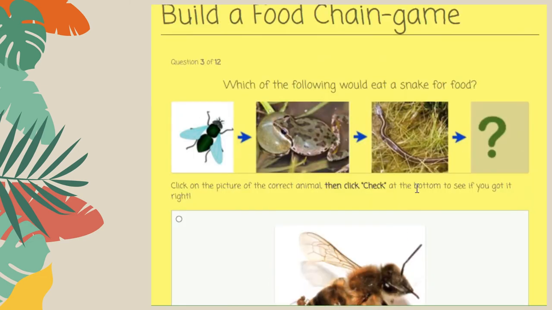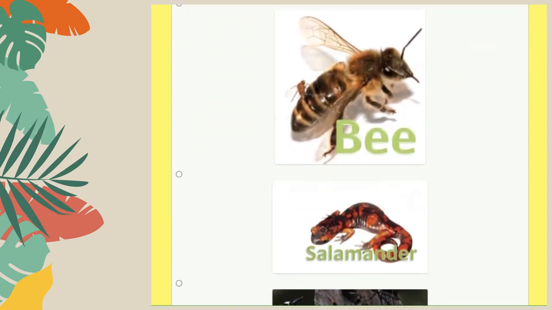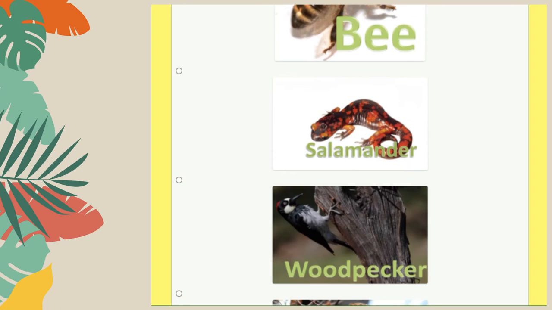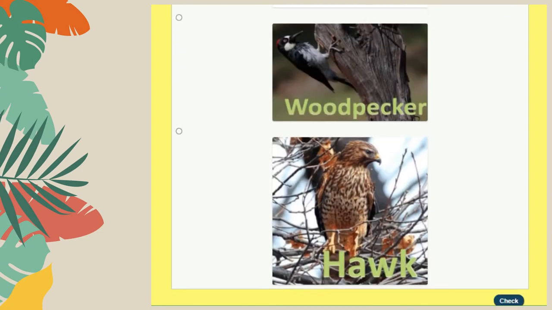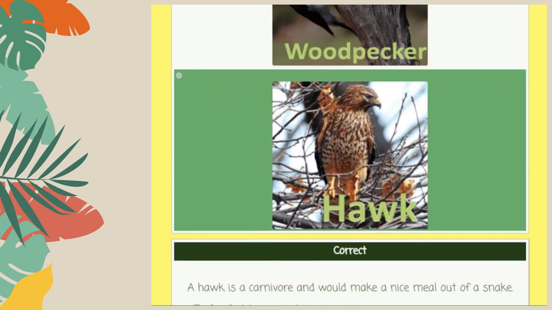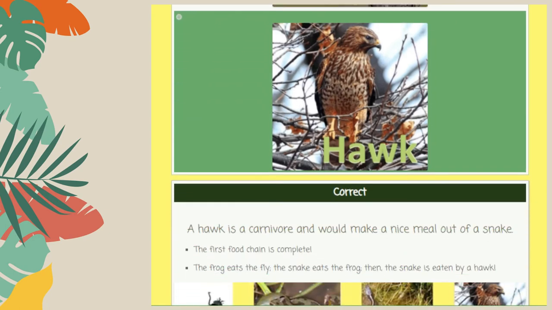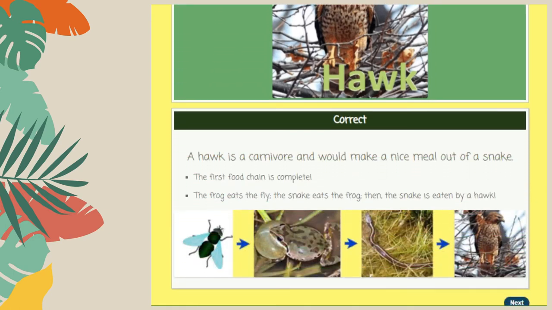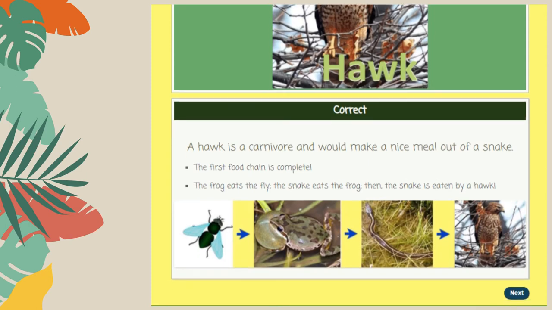Which of the following would eat a snake for food? Is it the bee, the salamander, the woodpecker, or the hawk? Hawks are carnivorous animals that would make a nice meal out of a snake. So, our first food chain is complete. The fly is eaten by the frog. The frog is eaten by the snake. The snake is eaten by a hawk.